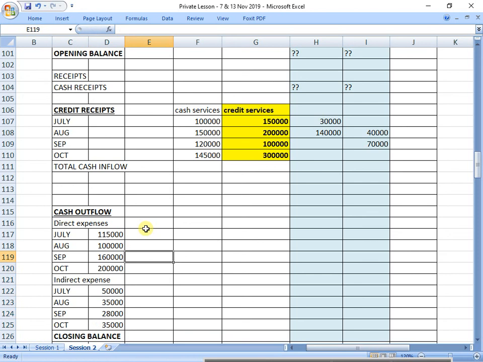Let's read it again. 50% of direct expenses are on credit. So cash and credit. They said 50% is cash and credit, right? So half-half. Do you agree? Divide by 2 for all. Make sense? Okay. Then read it again. 50% of direct expenses are on credit and are paid in the month following the month of the purchase. So let's look at this.